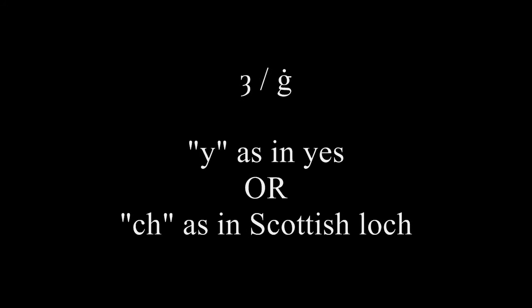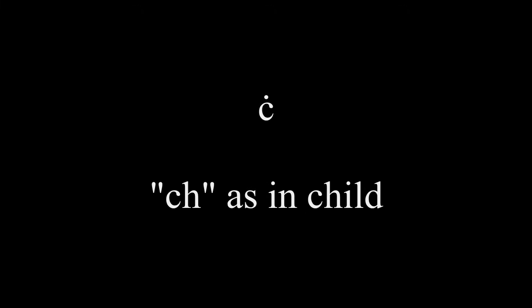Then there is this symbol, which in some transcripts of Old English is written as a G with a dot over it. It's usually pronounced as ya, as in yes, especially in the later Anglo-Saxon period. But earlier, it was sometimes a guttural ch sound like in Dutch. Lastly, there is C with a dot over it, and this sound represents ch, spelled ch in modern English.